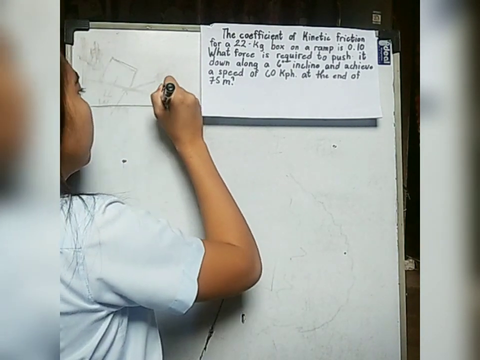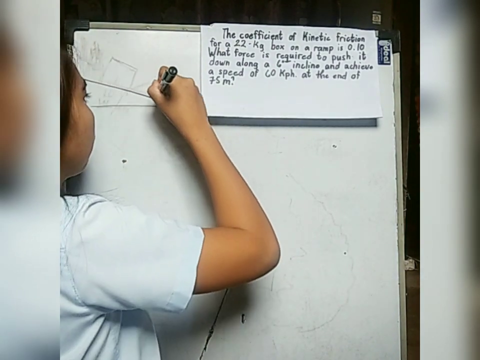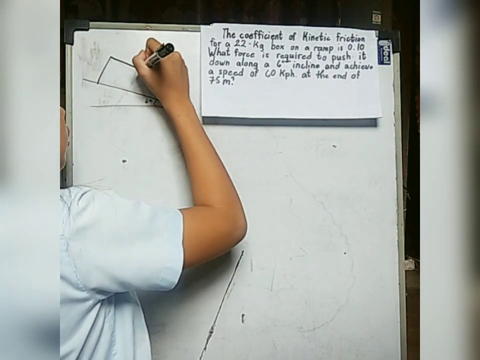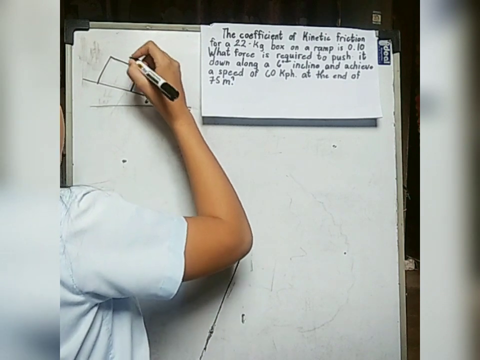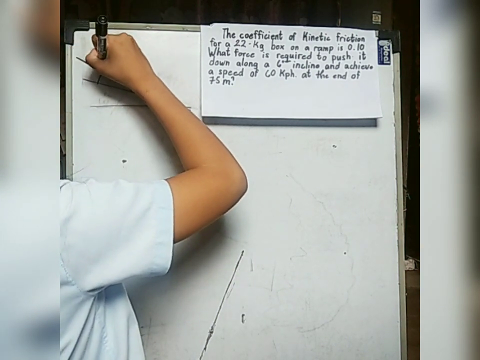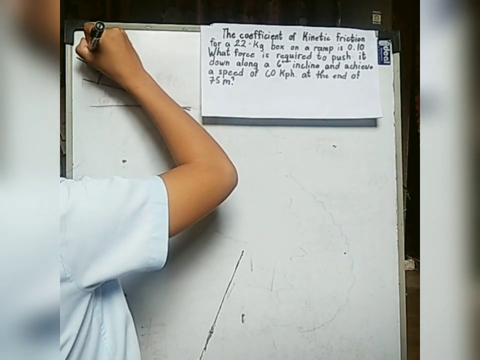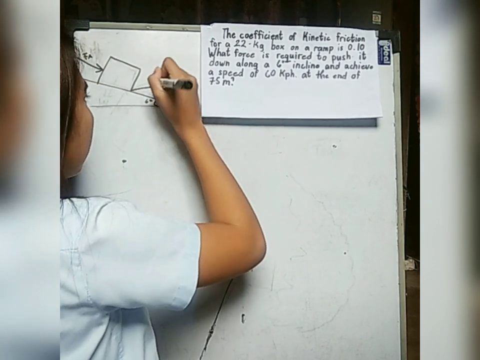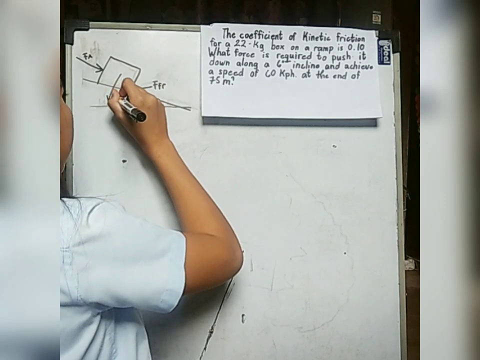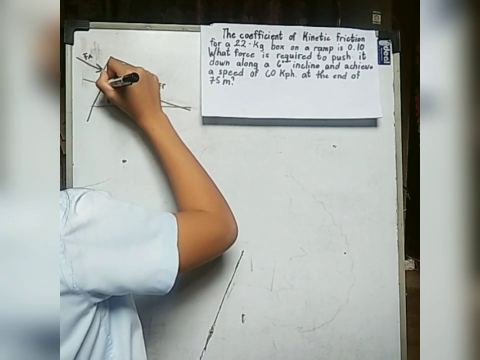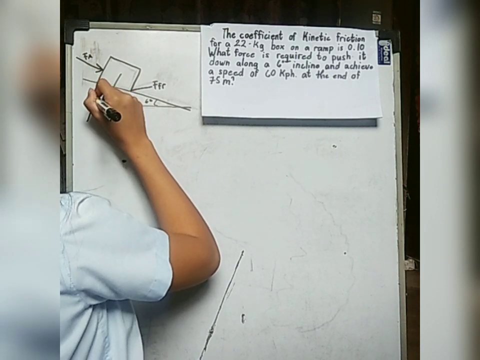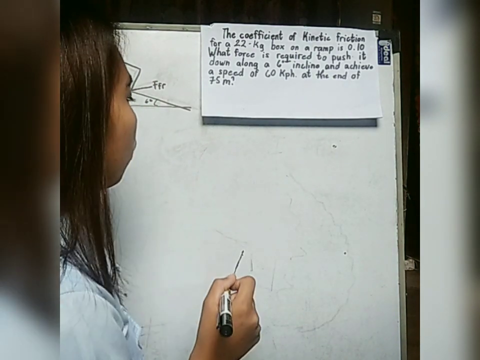So, for example, this is the box. Nandito yung ramp with the 6 degrees. And nandito yung box. And meron siyang force applied. And nandito yung friction. Meron yung box na weight. And merong normal force na binabalik yung floor or yung ramp doon sa box.